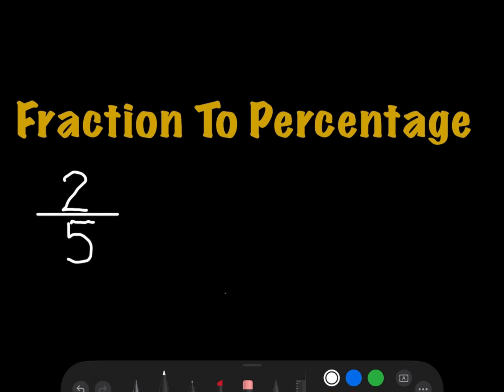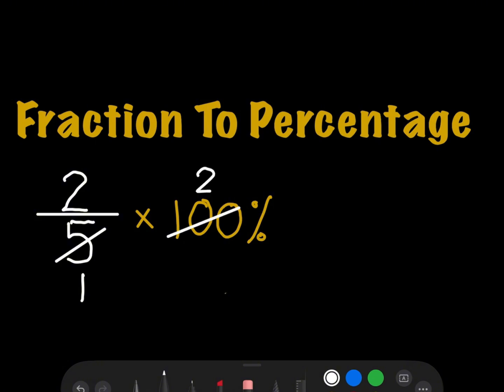To convert a fraction to a percentage, for example, if you have 2 over 5, all you have to do is multiply 2 over 5 by 100%. From that, we can see that 5 and 100 are divisible by 5. So we can simply cut it, because 5 divided by 5 is 1 and 100 divided by 5 is 20. And after that, we can directly multiply 2 times 20.